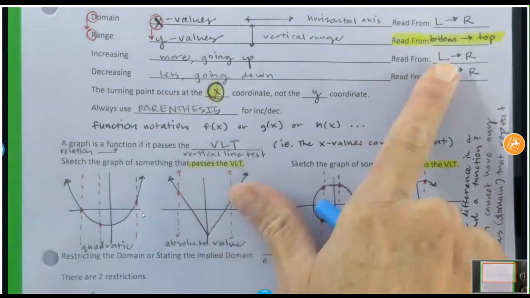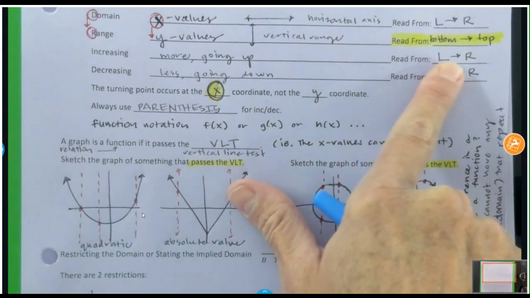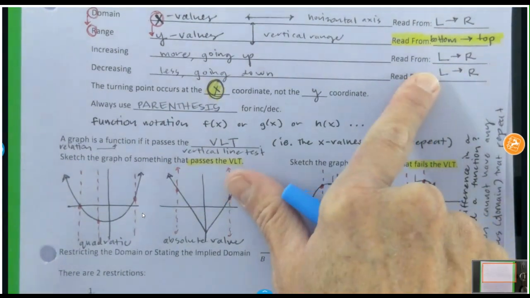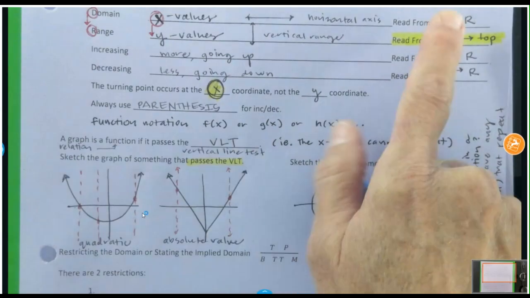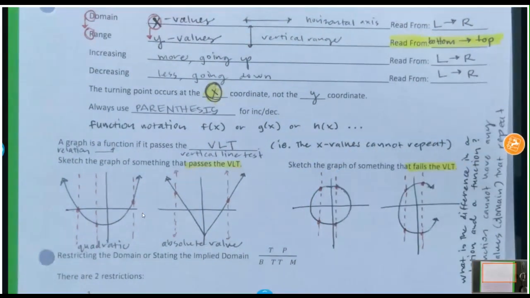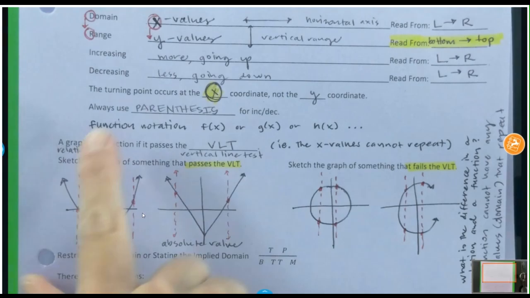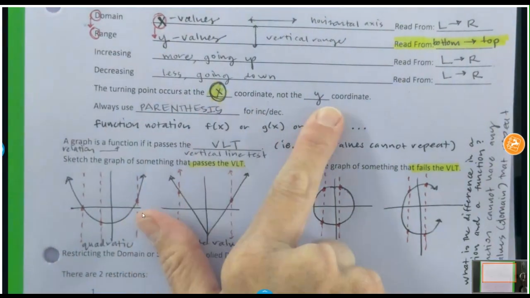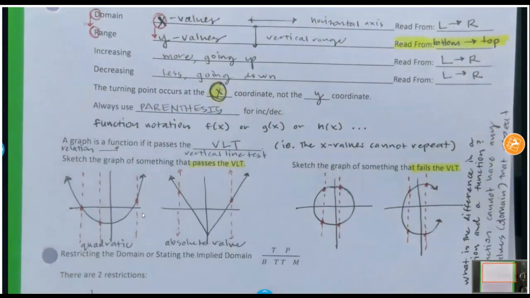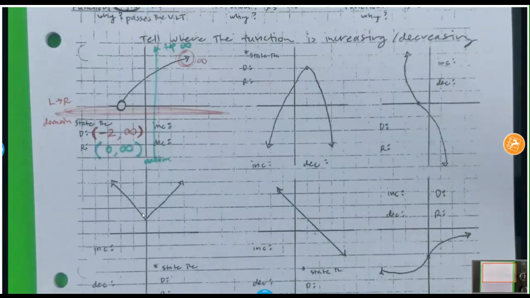Now, this is very important. We read increasing and decreasing from left to right. Remember, the only one that's different is the one that I highlighted. All right, the turning point occurs at the x coordinate, not the y. And you always use parentheses for increasing and decreasing. All right, let's look at this one. So, you ready for my little story?